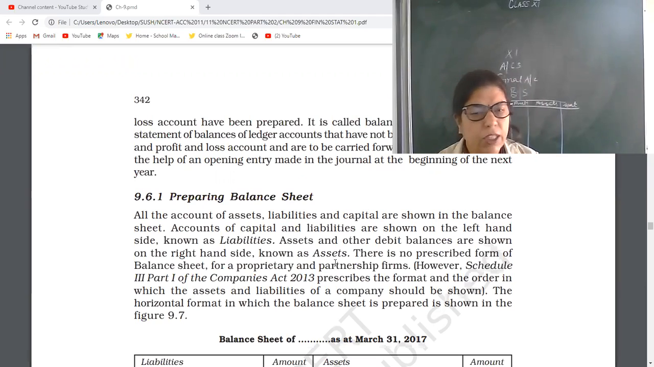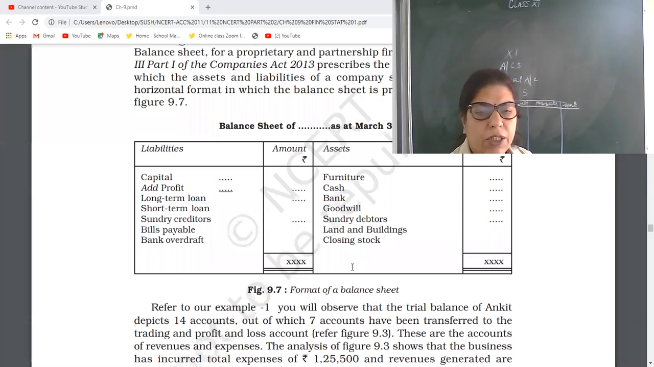There is no prescribed form of balance sheet for a proprietary and partnership firm, but for the company accounts, we have given the prescribed format. But we should show the asset and liabilities in a proper way, in horizontal format. The showing of the assets and liabilities in sequence is known as marshalling of assets and liabilities. See, this is the format of balance sheet.